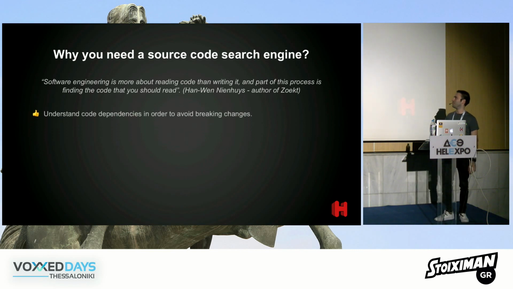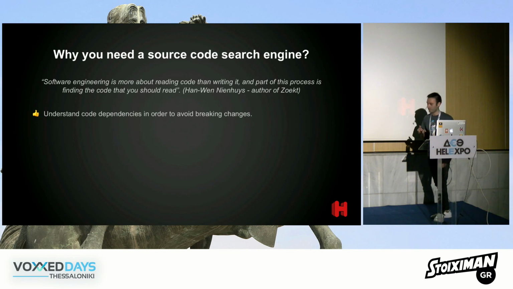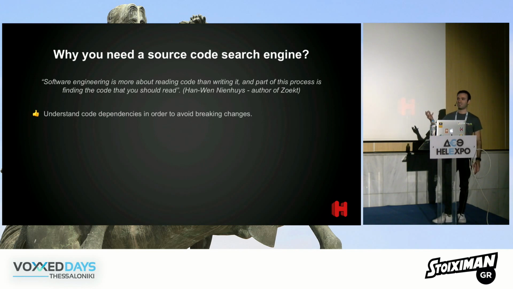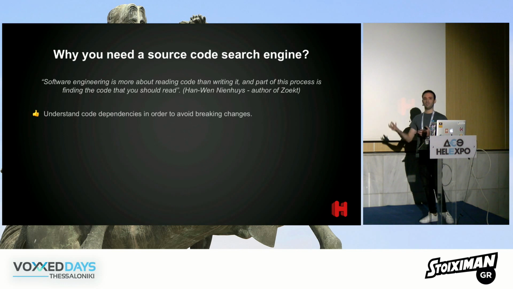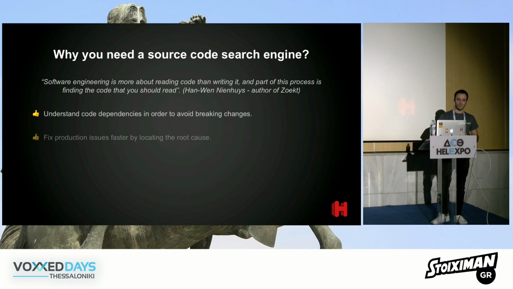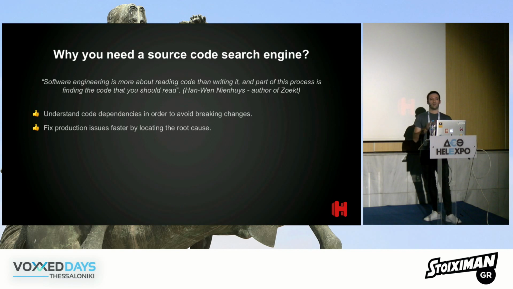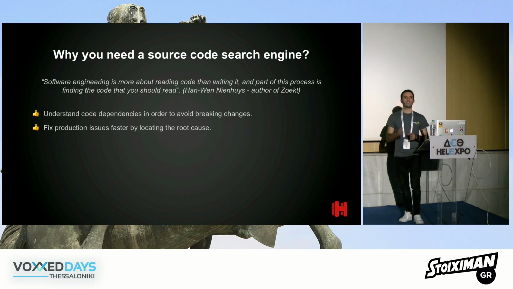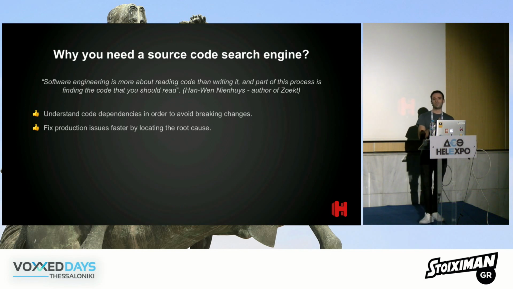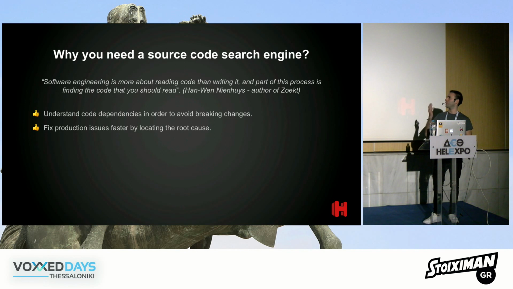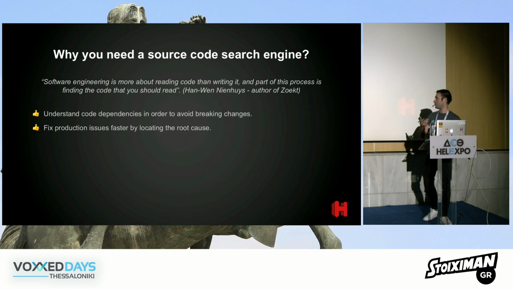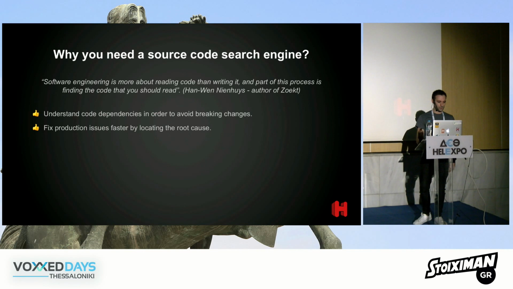But of course, let's go through indicative examples where source code search engines can help you. They can help you understand code dependencies and avoid breaking changes or breaking your production system. This is extremely important for a company with hundreds or even thousands of different, separate repositories. This can also help you fix production issues faster by locating the root cause. For example, source code search engines can act as the bridge between Splunk, or the service that indexes your logs, and your Git hosting service like GitHub or Bitbucket Enterprise. So this can act as a bridge in order to locate quickly during a production issue where the issue is.